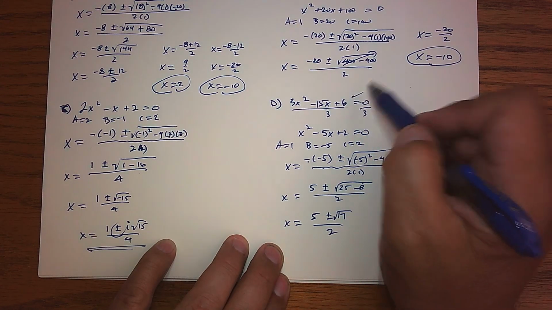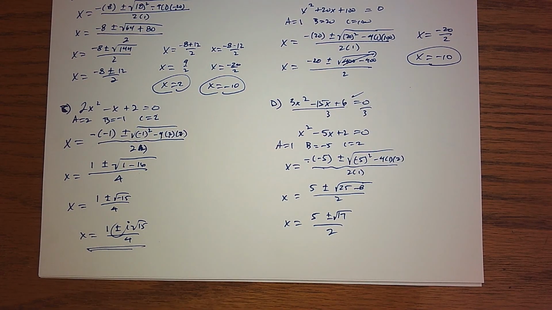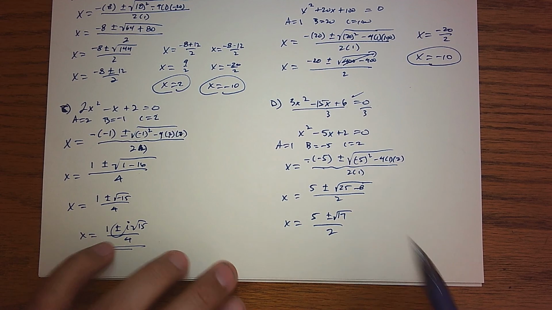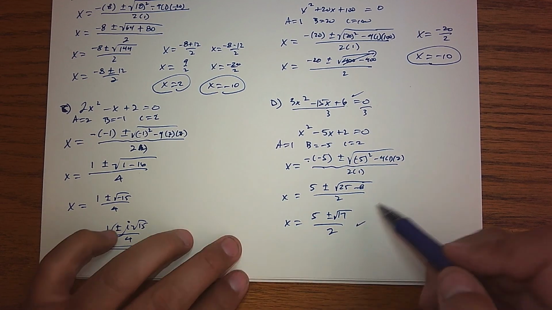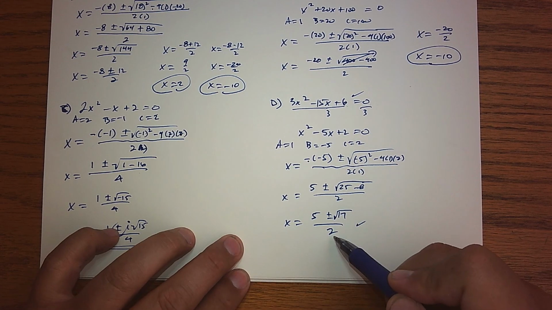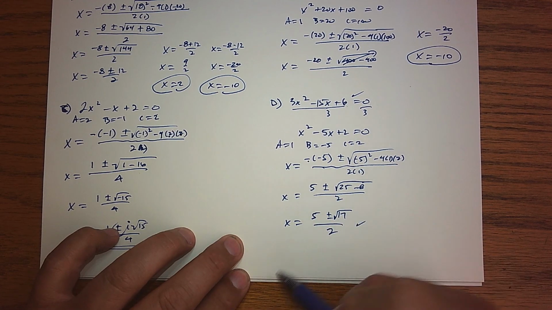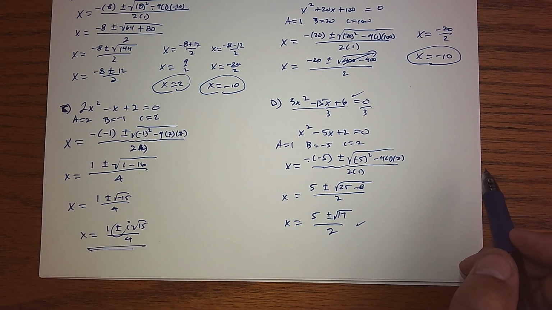And again, I believe we solved this using the completing the square method. It got a little nasty, but we did it. And if you go back, that's exactly the same solution we got back then. And again, there's two answers, right? There's 5 plus the square root of 17 over 2, and 5 minus the square root of 17 over 2. So be aware of that as well.